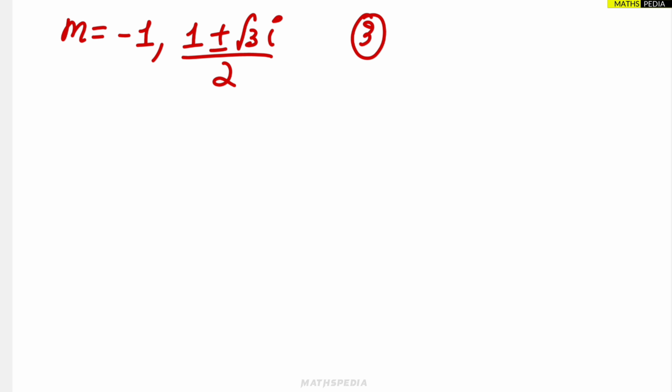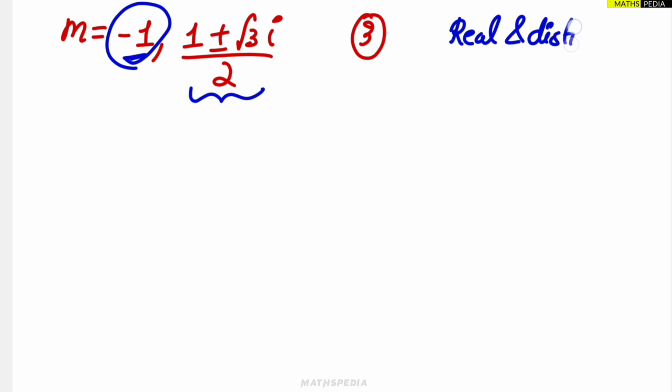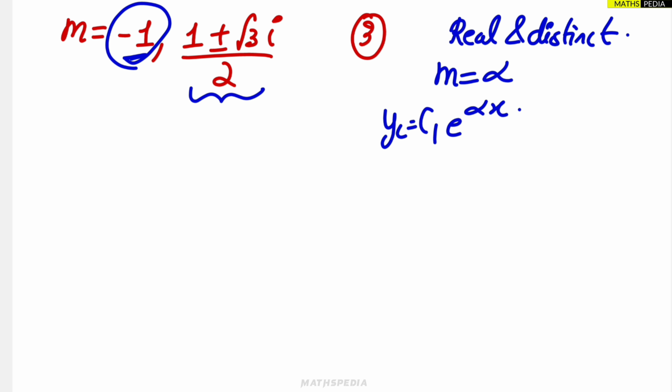So always remember, this one is sitting alone. The other is nothing but a complex number. So whatever number is sitting alone, it always comes under which category? Real and distinct roots. Real and distinct means it is a separate and real number, where m is some value alpha. So the YC value will be C1 e power alpha x. That's it. So here the YC value can be written as C1 e power alpha x, which means e power minus 1x.